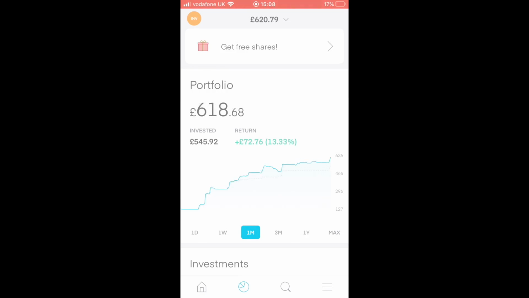The American Stock Exchange has now opened, so my investment within Johnson & Johnson has processed, and that leaves my portfolio valued at £618.66, meaning I've invested a total of £545.92. Currently, my rate of return sits at around 13.5%, with my investments returning to me £72.88.